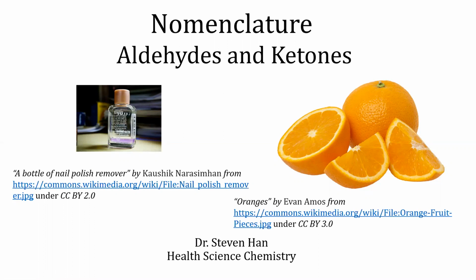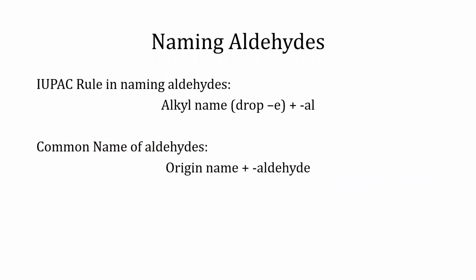This lecture is on aldehyde and ketone nomenclature. Naming aldehydes under IUPAC guidelines: take the alkane name, drop the E, and add -al. The common name for aldehydes is made by taking the stem of the original name and adding the suffix aldehyde.